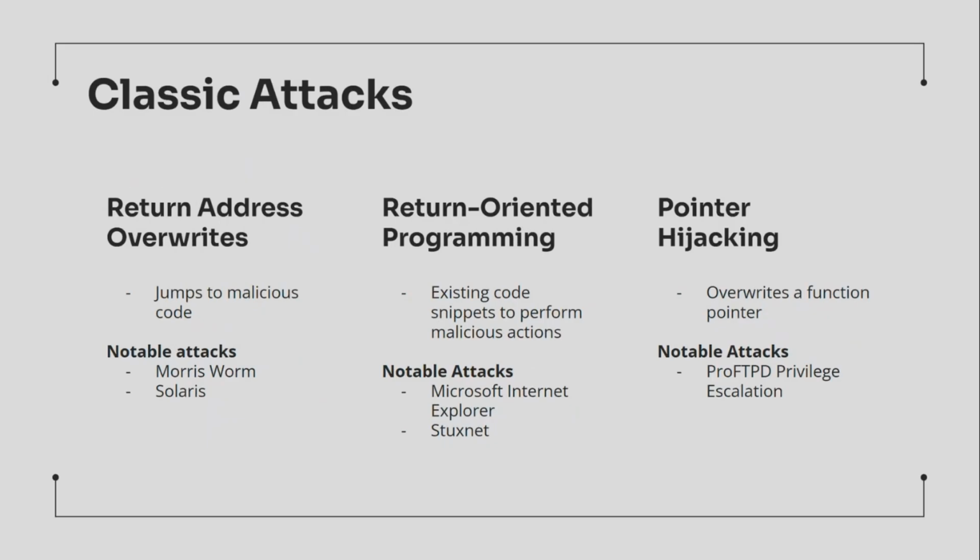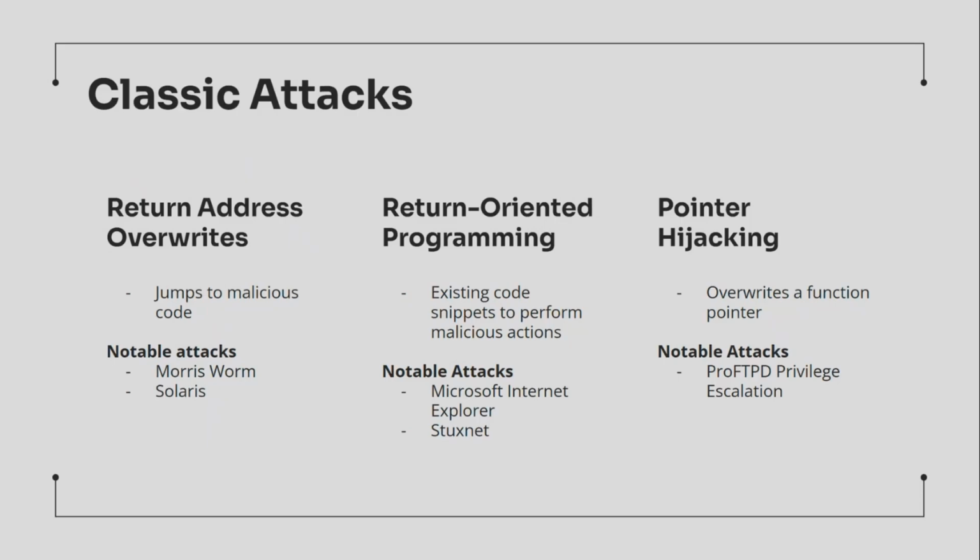So CFI was developed to combat a range of classic control flow hijacking attacks. Some of these include return address overwrites, return-oriented programming, and pointer hijacking. Return address overwrites is exactly how it sounds. It overwrites where the program will return to after executing a function, which the attackers use to jump to malicious code that they have written.